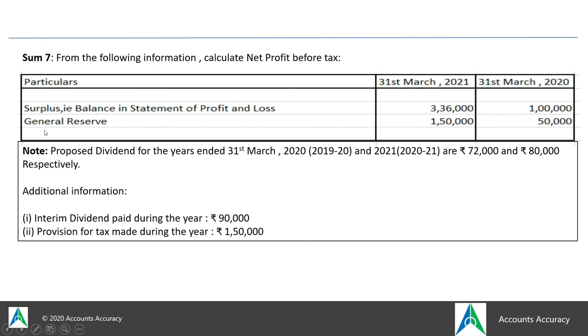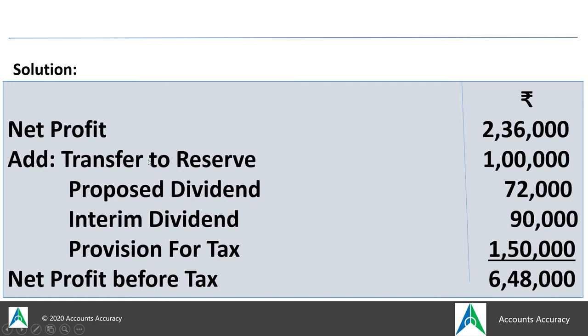Then we have the reserve, the general reserve value. Obviously, the reserve, as I told, is kept aside by the company for meeting the uncertainties of the future. That's why the difference is found. Now from 1,50,000, you deduct this 50,000, you get 1 lakh. That 1 lakh should be added to the net profit because it forms part of net profit. So 1 lakh gets added.